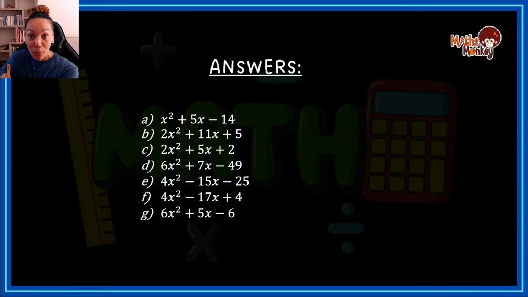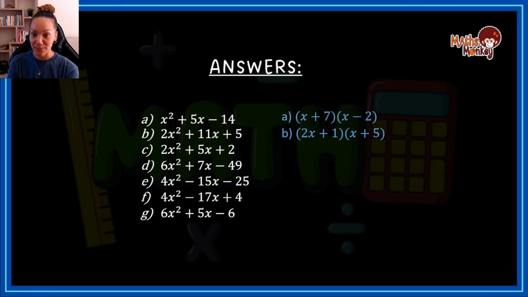All right, so hopefully you paused the video and you are now looking at your answers. So let's see how well you did. So the first one, it was x plus 7 and x minus 2 were the factors. Then for B, it was 2x plus 1 and x plus 5. For C, the answers are 2x plus 1 and x plus 2. Now, if you have the brackets swapped around, so in other words, for C, you had x plus 2 first and 2x plus 1 second, that's perfectly fine.